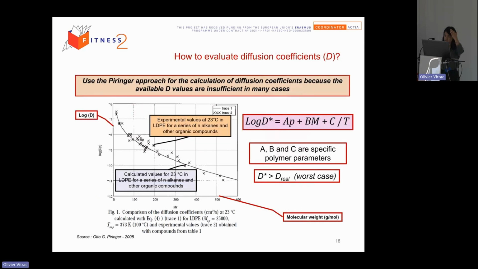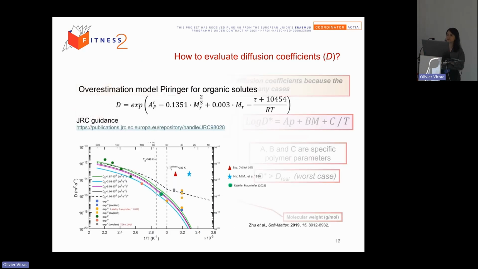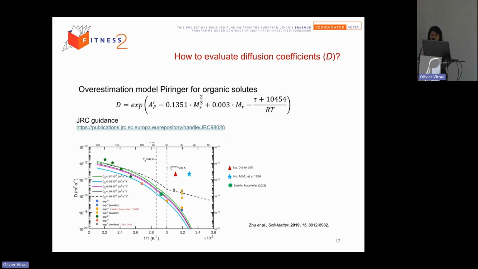And we have many ways to evaluate or to measure the diffusion coefficient. Here is one simple way, simple but overestimating the diffusion coefficient, by using the Piringer model. This model depends on three parameters: the molecular mass of the substance, the material kind, represented by the tau parameter, and also the temperature of contact. We have the JRC guidance on migration modeling, so you can find all of the details.